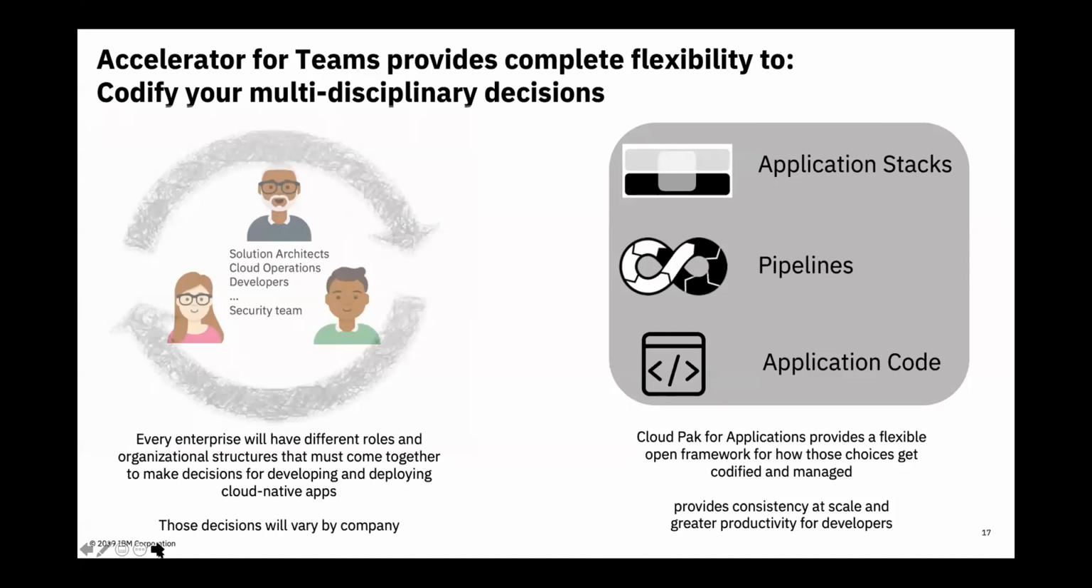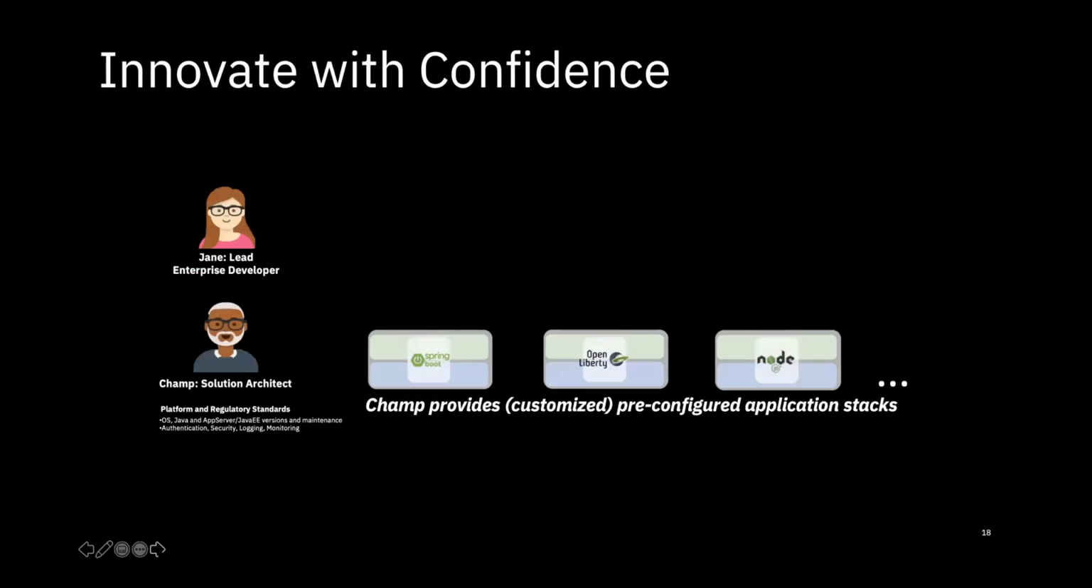So Cloud Pak for Apps has a component that we call Accelerator for Teams. It's trying to enable a multidisciplinary team that includes solution architects, the operations team, developers, and security teams, and let them each provide what they need to provide into a set of components that enable applications to get developed, and places the responsibility for pieces into the right persona, the right job. And we do that by creating something called an application stack and providing pipelines that enable those stacks to be built and deployed moving forward. So we want to enable you to innovate with confidence.